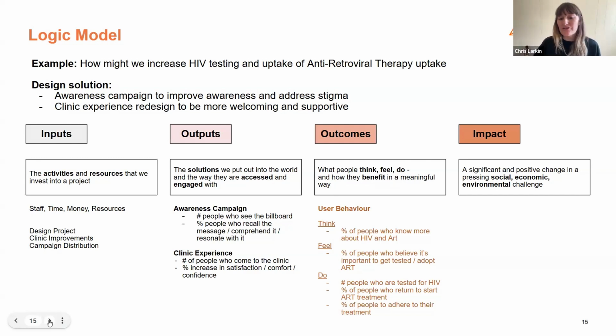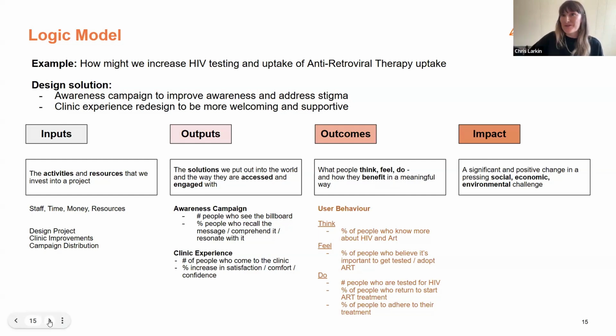And then at the do level, so who is now doing a new behavior? Who's engaging in the target behavior that we wanted to see? So how many people are going to actually get tested for HIV? If the uptake of testing is super low, a shift in that could be a major success story for the project. That may be the big thing that you're doing.